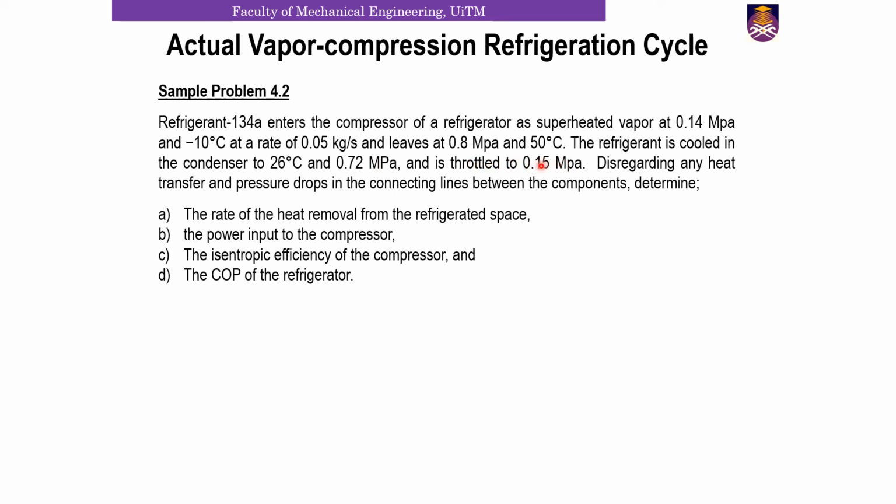Now, I would like to ask you, can you draw your TS diagram based on the information given here? You should be able to, right? Disregarding any heat transfer and pressure drop in the connecting lines between the components, you are asked to determine: A, the rate of heat removal from the refrigerated space; the power input to the compressor; the isentropic efficiency of the compressor; and the COP of the refrigerator.